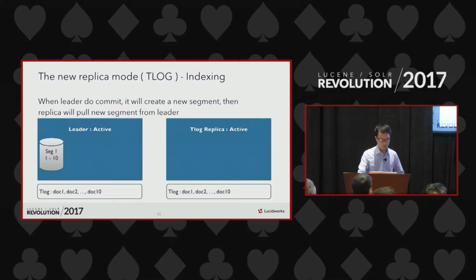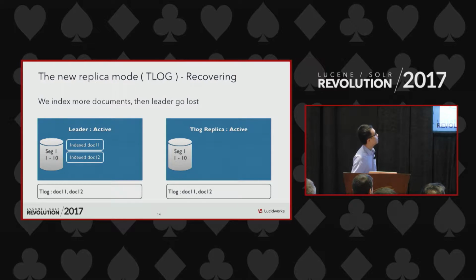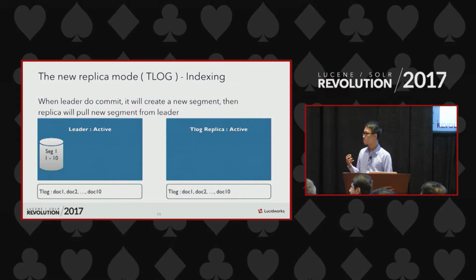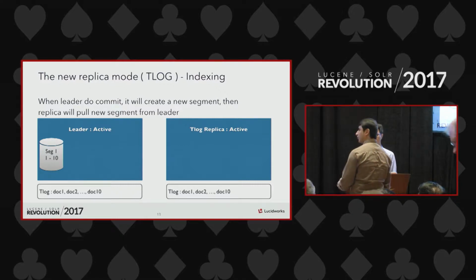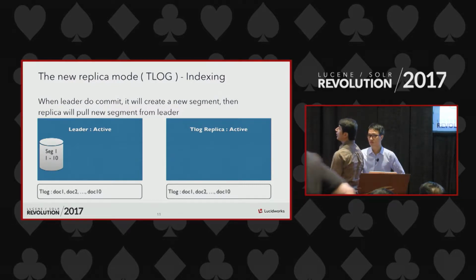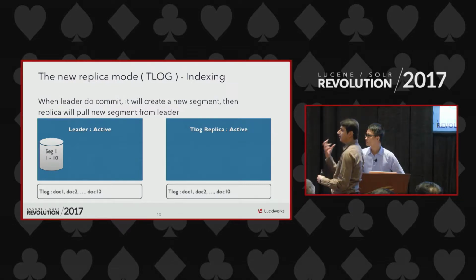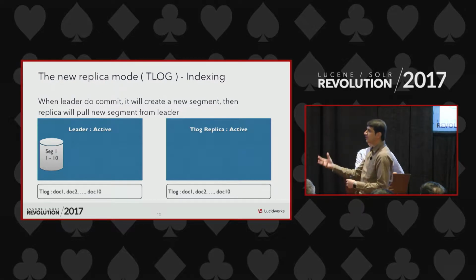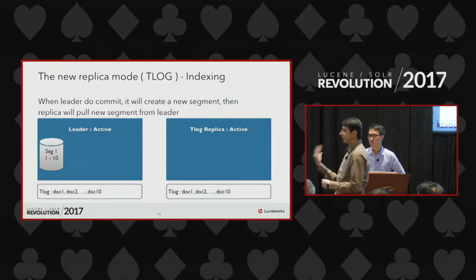When we do a commit, the replica will pull the new segment from the leader. The segment does go over in binary form. The segment is completely indexed and built on the leader, and then it's very similar to how master-slave used to work. So it's the same model.